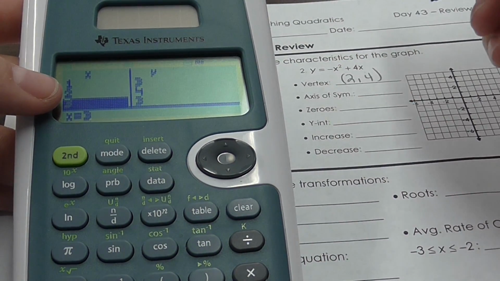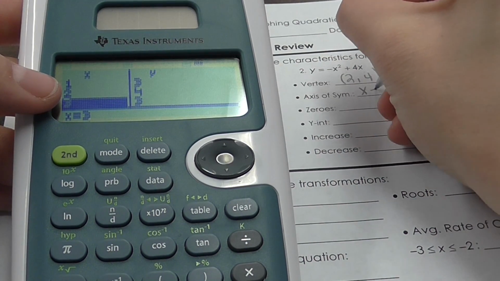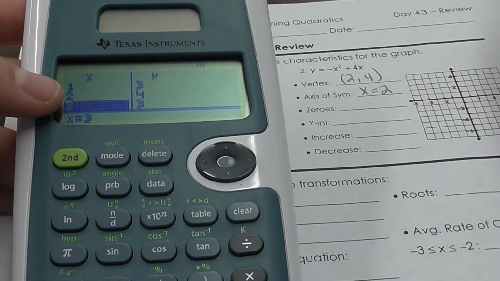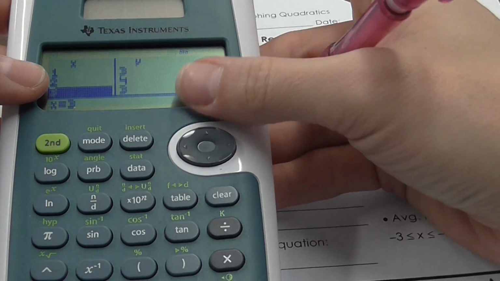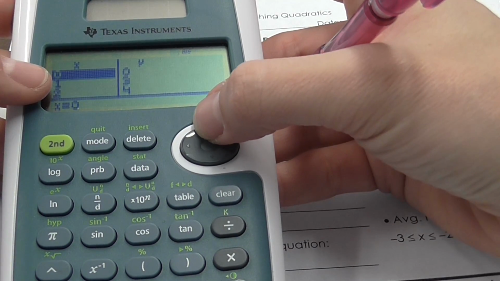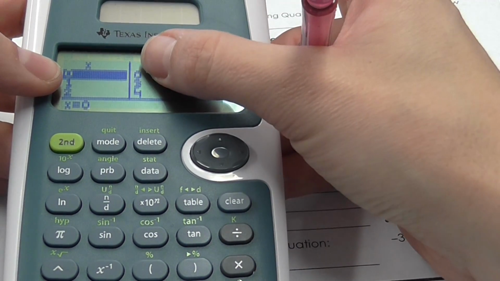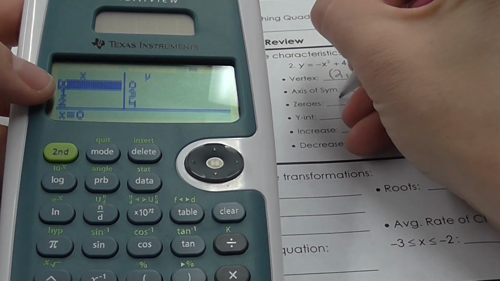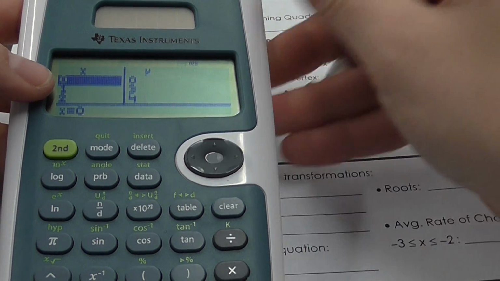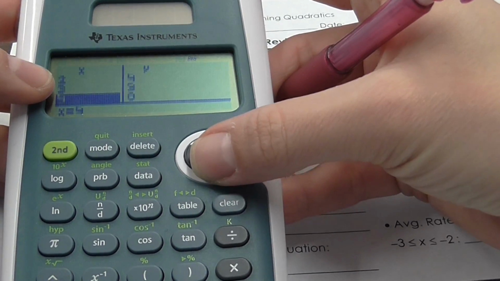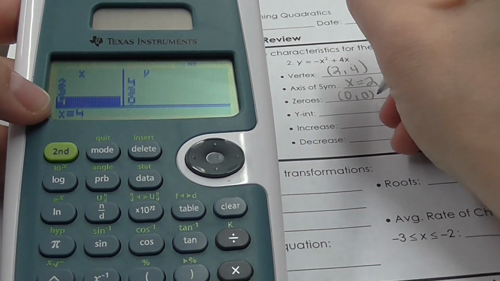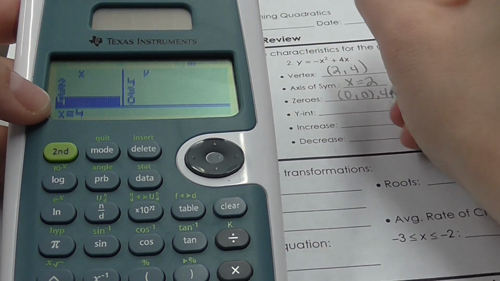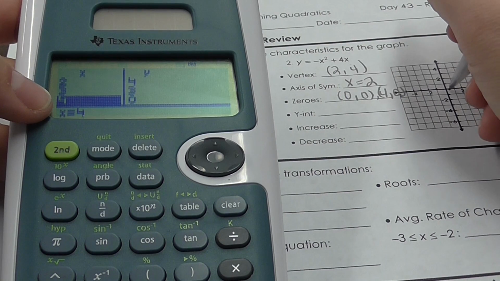The axis of symmetry is always the x value of your vertex. Your zeros are where it crosses the x-axis. These are places where y would equal 0. Well, if I look right here at this y value, that's 0, 0. And if I scroll down the other way looking for zeros, it's at 4, 0. Okay, of course you could always graph it.